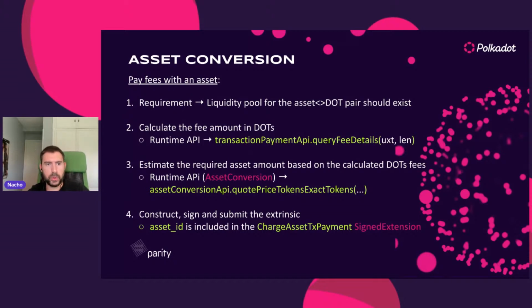And how to pay fees, okay? How to pay fees with other assets. First of all, the liquidity pool should exist for the asset pair. Then we need to do a runtime API call to know how many DOTs we need for our extrinsic. Once we know the DOT amount, we use that value for a second runtime API call to the asset conversion. That will tell you what's the swap rate for the asset you want to pay fees with. And finally, use that total amount of assets and include it in the sign extension of your extrinsic.